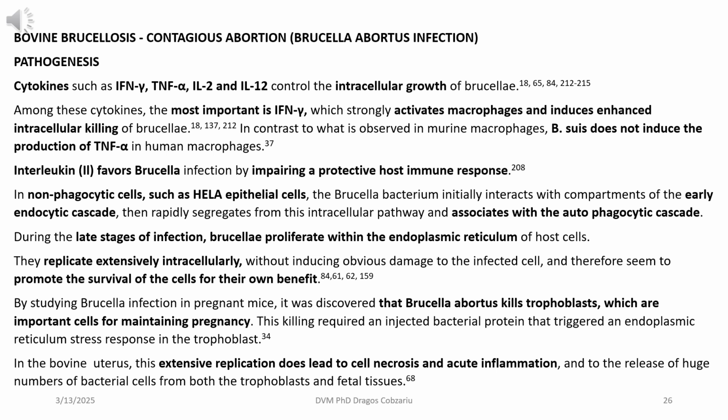By studying Brucella infection in pregnant mice, it was discovered that Brucella abortus kills trophoblasts, which are important cells for maintaining pregnancy. This killing required an injected bacterial protein that triggered an endoplasmic reticulum stress response in the trophoblast. In the bovine uterus, this extensive replication does lead to cell necrosis and acute inflammation, and to the release of huge numbers of bacterial cells from both the trophoblasts and fetal tissues.